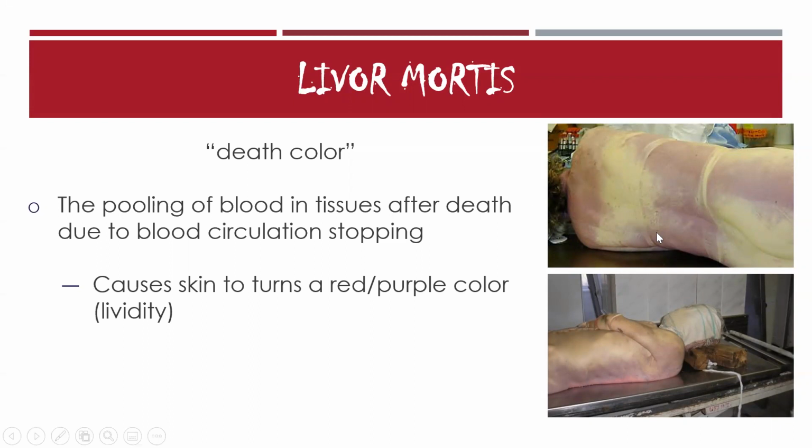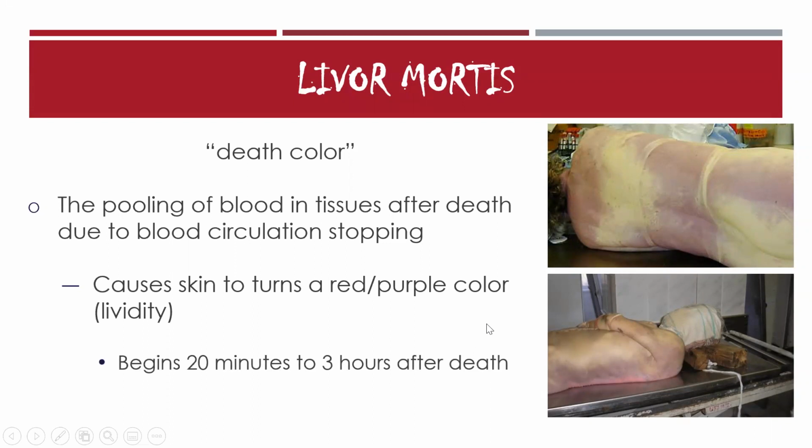So this person's is on their back. Same thing here. You can see that reddish purplish color. Some people think it's bruising. Not necessarily. There could be bruising there. This is just because the blood leaves this area and starts to pool downwards because it's no longer circulating. It's just sitting.